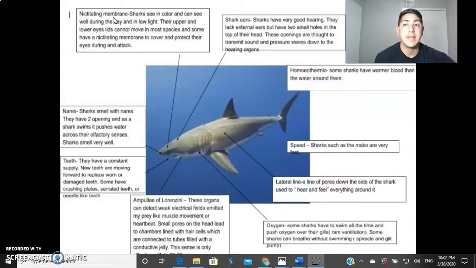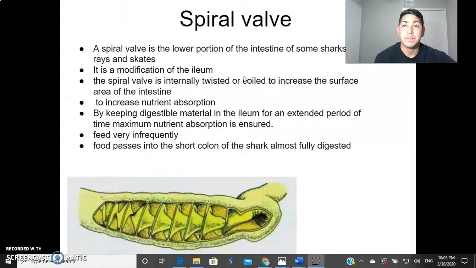They have a nictitating membrane. Sharks have this when they're attacking their prey. They have ears, and in fact they have very good hearing. They lack external ears, but they have two small holes in the top of their head, and these openings are thought to transmit sound and pressure waves down to the hearing organs. And they are also very fast. Sharks, such as the mako, are very quick.